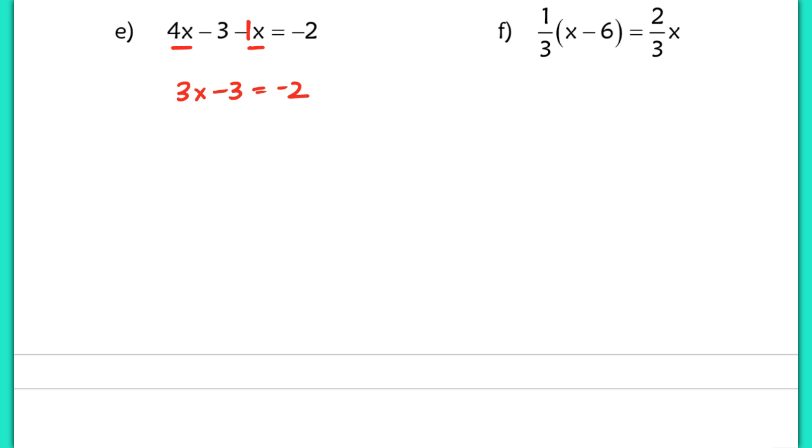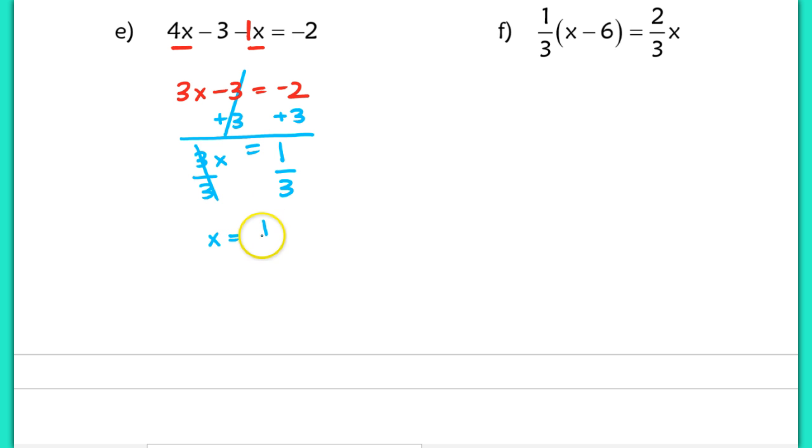And now this looks like a question that we've already worked on a few times. We're going to add the 3 first, so we get rid of that 3 first. These will cancel here, leaving me with just 3x equaling positive 1. Negative 2 plus 3 is a positive 1. To undo 3 times x, I must divide by 3. So now I divide by 3. This will cancel here on the left-hand side and leave me with x equaling 1 over 3, which is 1/3. And there is my final answer here for E.